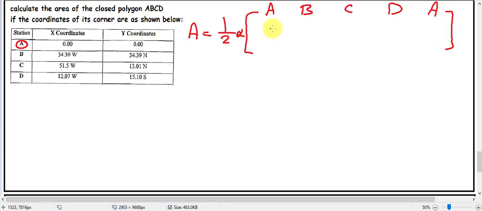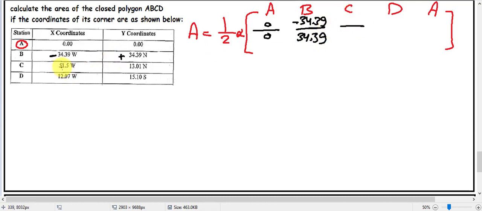And we will write the coordinates like this. The coordinates of point A are 0, 0. The coordinates of point B: 34.39 to the west. To the west means minus. So here, minus 34.39, over 34.39 to the north. To the north means positive. So here, 34.39 north.